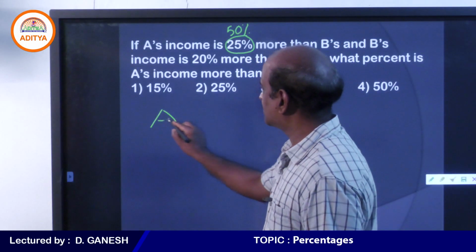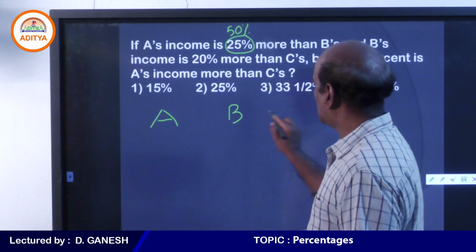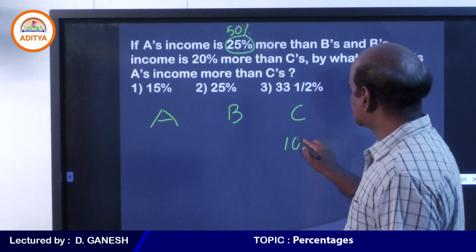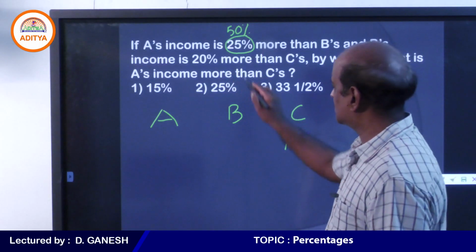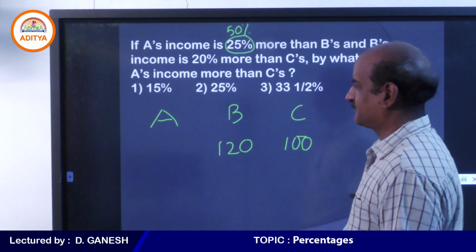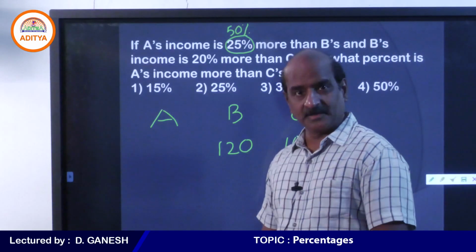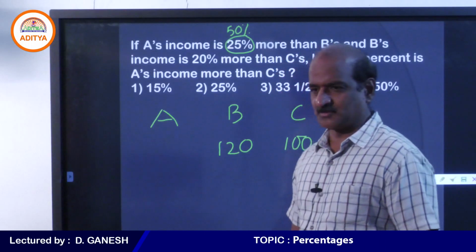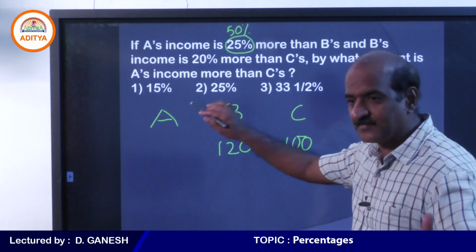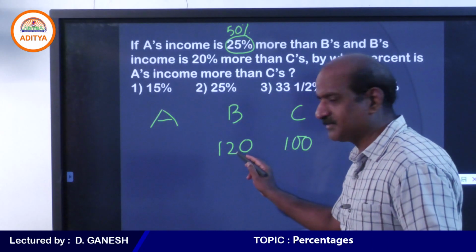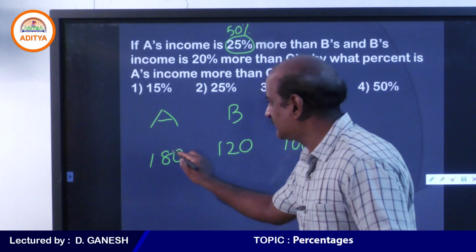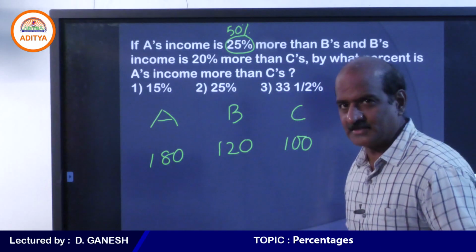So actually we have 3 persons, A, B and C. Now when you take C as 100, B's income is 20% more. So B's income will be 120, because you know that B's income is 20% more. And A's income is 50% more, and hence 50% of 120 is 60 and A's income will be 180. You understand why 180 is taken.